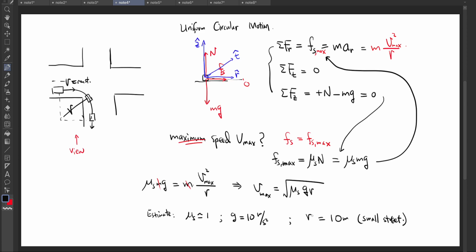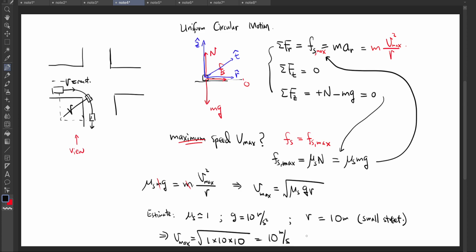But it's probably greater than 10 meters. I just want to use 10 meters as a convenient number to do the estimate. Okay, so we're going to estimate this: V max equals square root of 1 times 10 times 10, and that equals 10 meters per second as the speed. So maximum speed is about 10 meters per second.